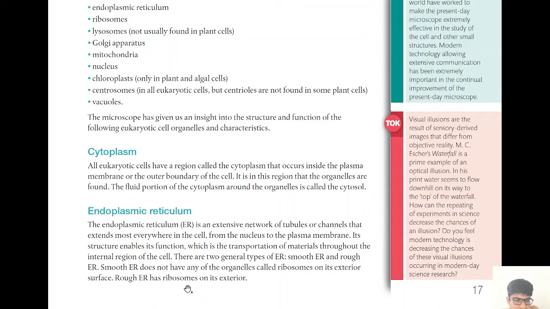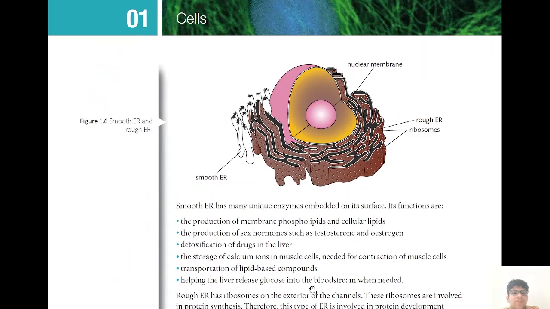Rough endoplasmic reticulum has ribosomes on its exterior surface. Now here we have a diagram of the smooth endoplasmic reticulum and the rough endoplasmic reticulum. So this one is the smooth, and the rough endoplasmic reticulum has the ribosomes out here that we can see, and this is the nuclear membrane, and this is the nucleus here.